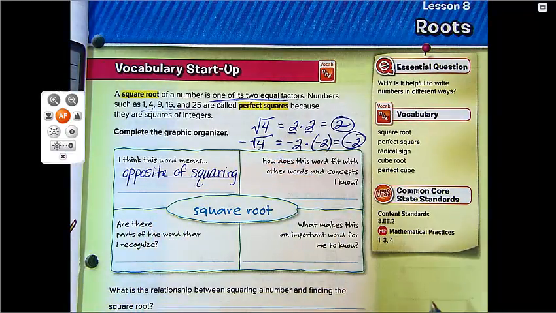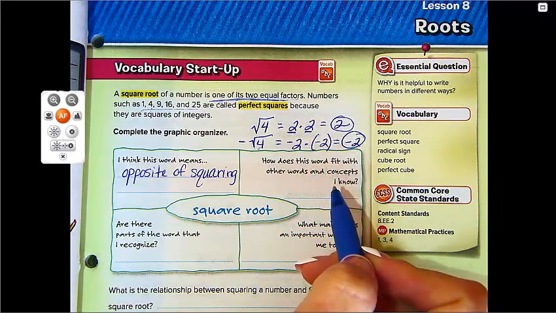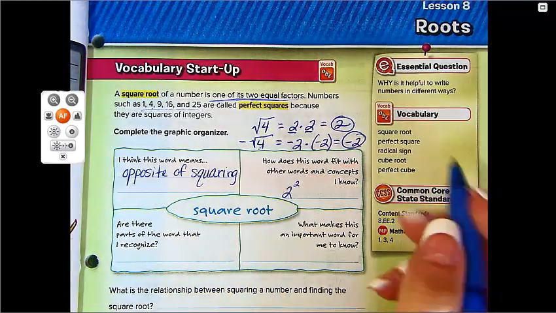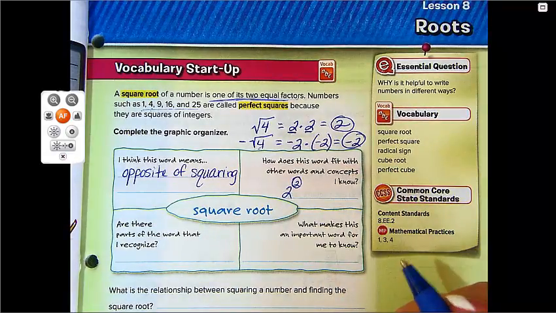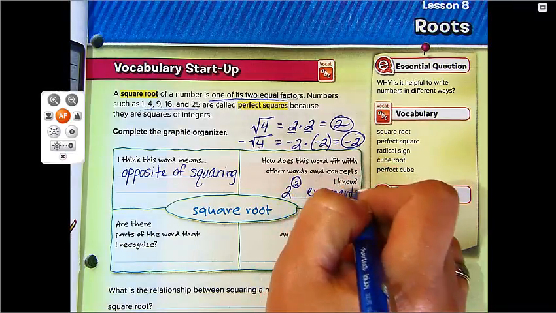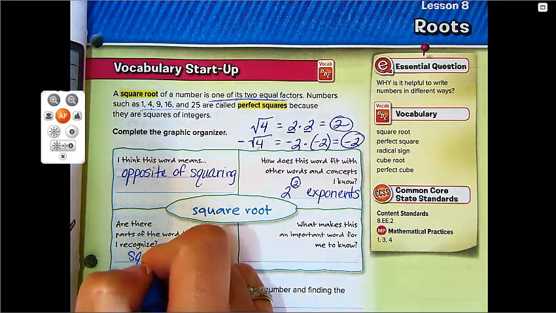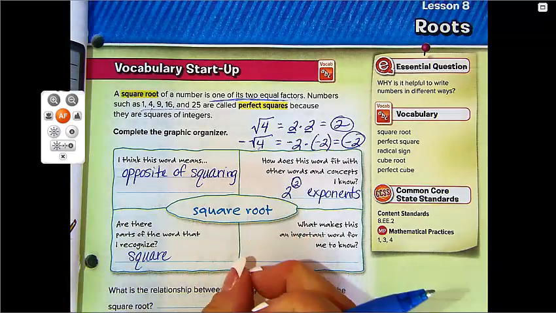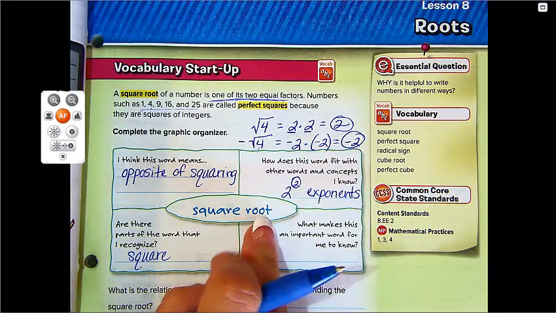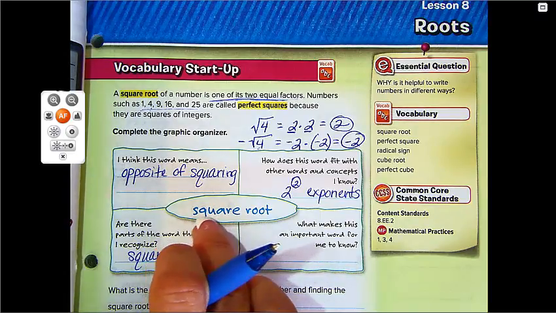How does this word fit with other words and concepts I know? Well, we've already talked about exponents. And one of the exponents that we talked about was the squared exponent. So if I had 2 squared, this meant squared. So it had to do with exponents that we've already talked about. Are there parts of the word that I recognize? Well, yes, the word square, hopefully you recognize. Root may not be connected to math in the way that we're going to be using it today, even though you may know what the word root means scientifically. Mathematically, we haven't talked about it yet. So really the only one that you can talk about mathematically is square.